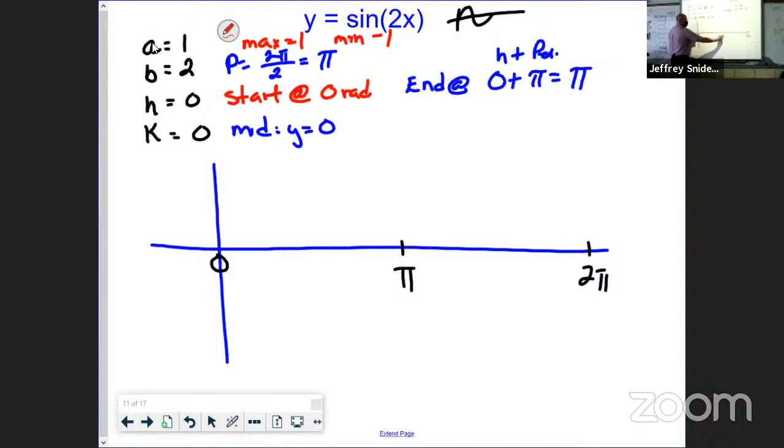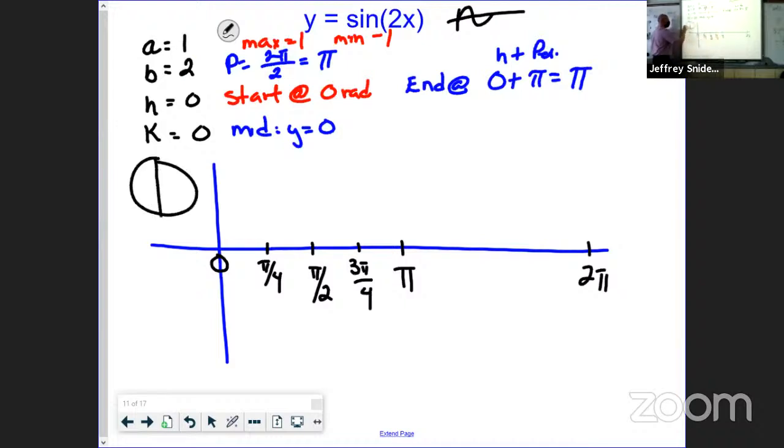I start by doing what? Cutting this big piece here into half. So that means right here, I'm going to be at what? Pi over 2. Then I cut each of those little segments in half. What's half of this piece? Pi over, what's half of between 0 and pi over 2? Pi over 4. What's halfway between pi over 2 and pi? 3 pi over 4.